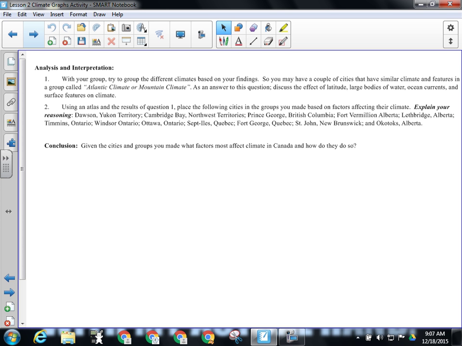Question number 2 is to use Google Earth and look up these cities. Based on where they are, put them in the groups you made in question 1, with justification. This one's going in this group because, this one's going in this group because, and so on.